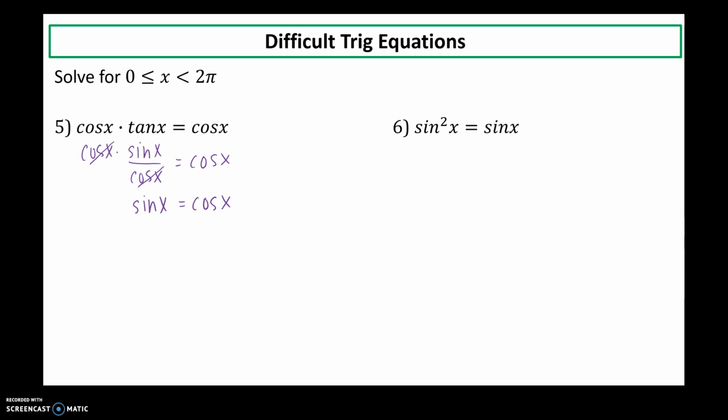Think about this. Where do the sine and the cosine equal each other? They equal each other at pi/4, because both trig functions have an exact value of square root of 2/2. But depending on the quadrant, one can be positive, one can be negative. So in Q1, both the sine and cosine are positive, so that'll be one solution. In Q3, both the sine and cosine are negative.